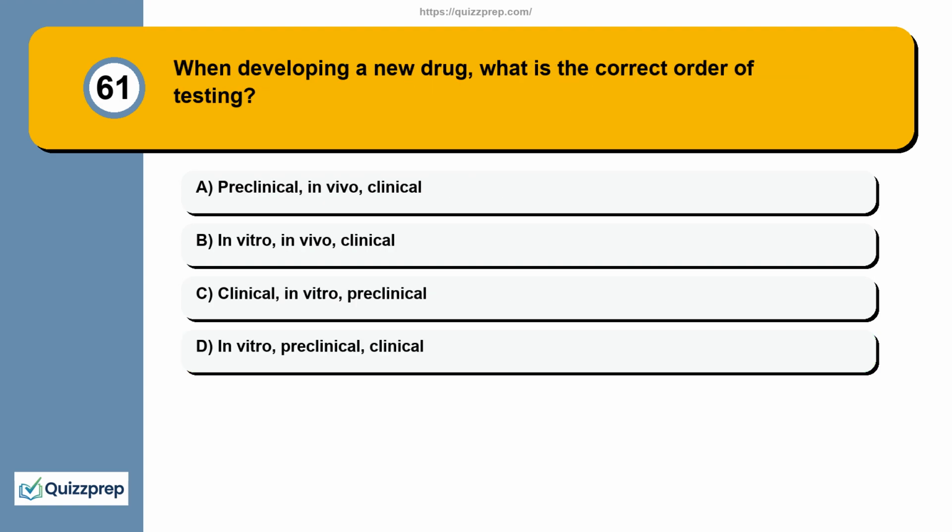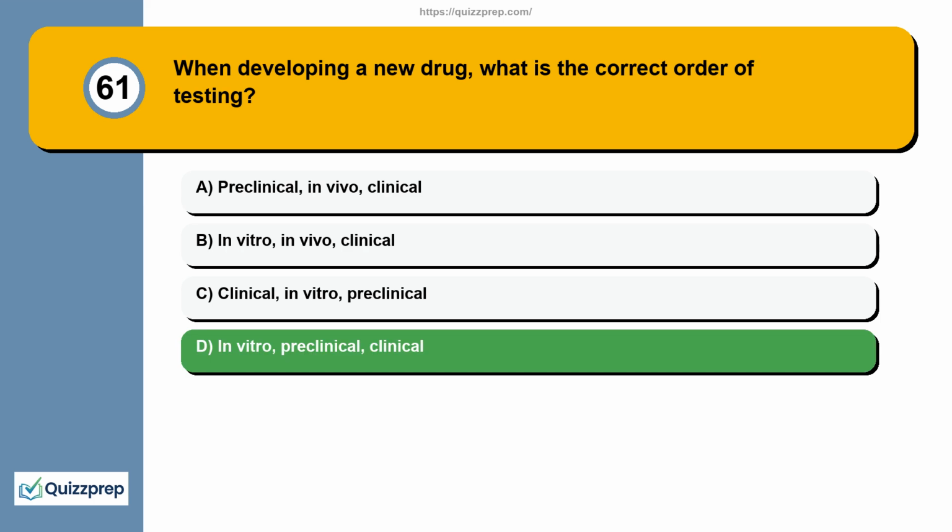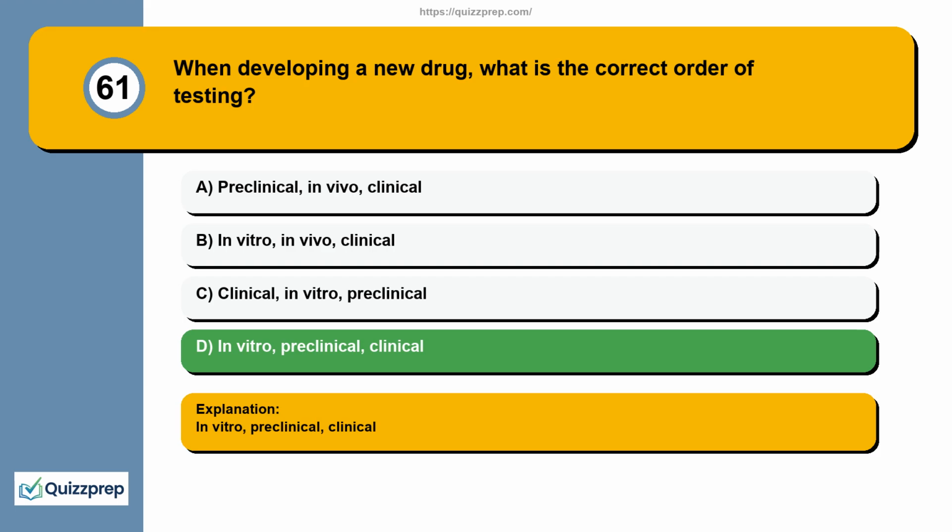Question 61. When developing a new drug, what is the correct order of testing? Option A, preclinical, in vivo, clinical. Option B, in vitro, in vivo, clinical. Option C, clinical, in vitro, preclinical. Option D, in vitro, preclinical, clinical. The correct answer is option D, in vitro, preclinical, clinical.